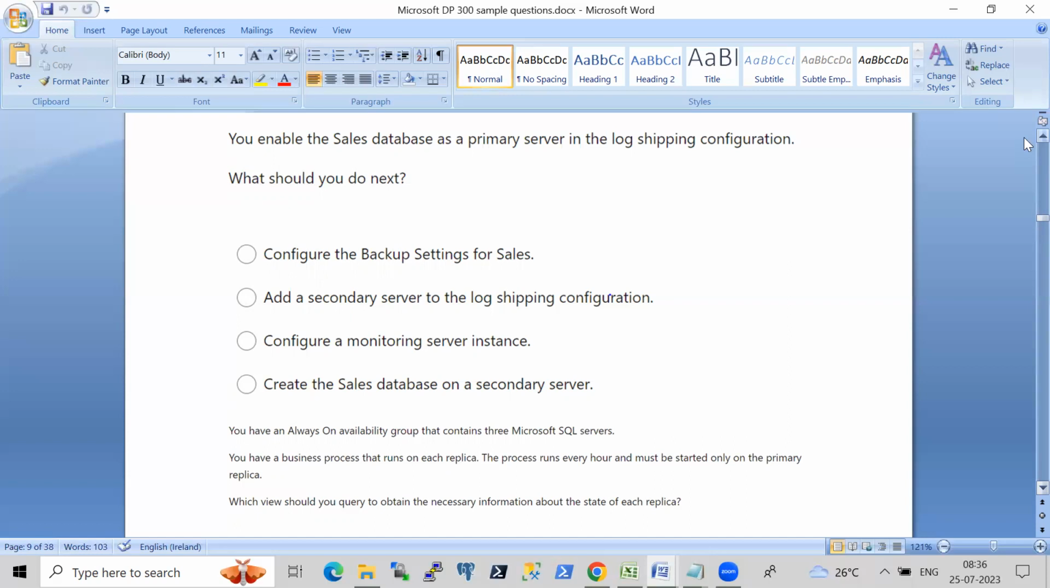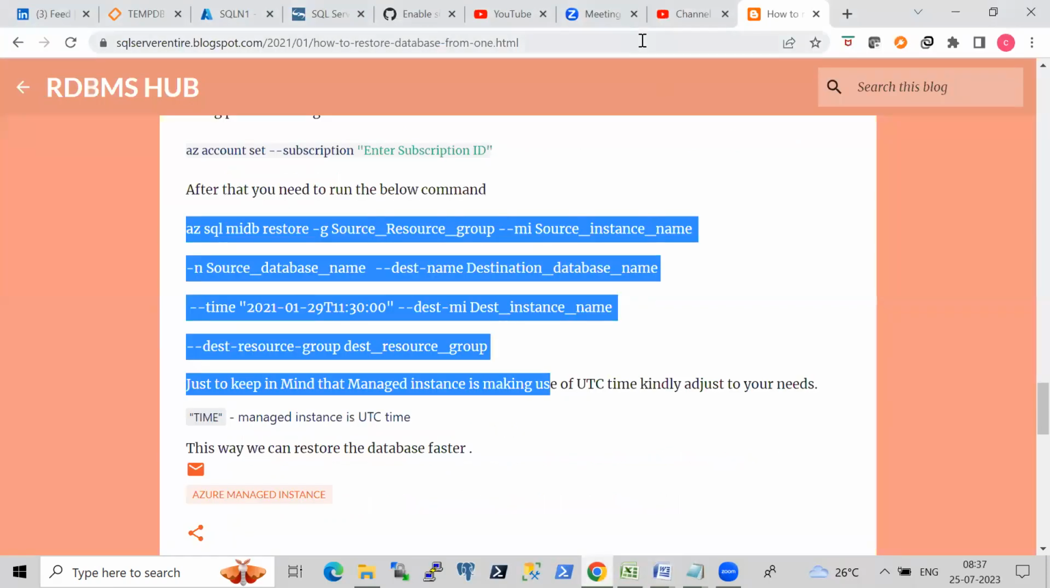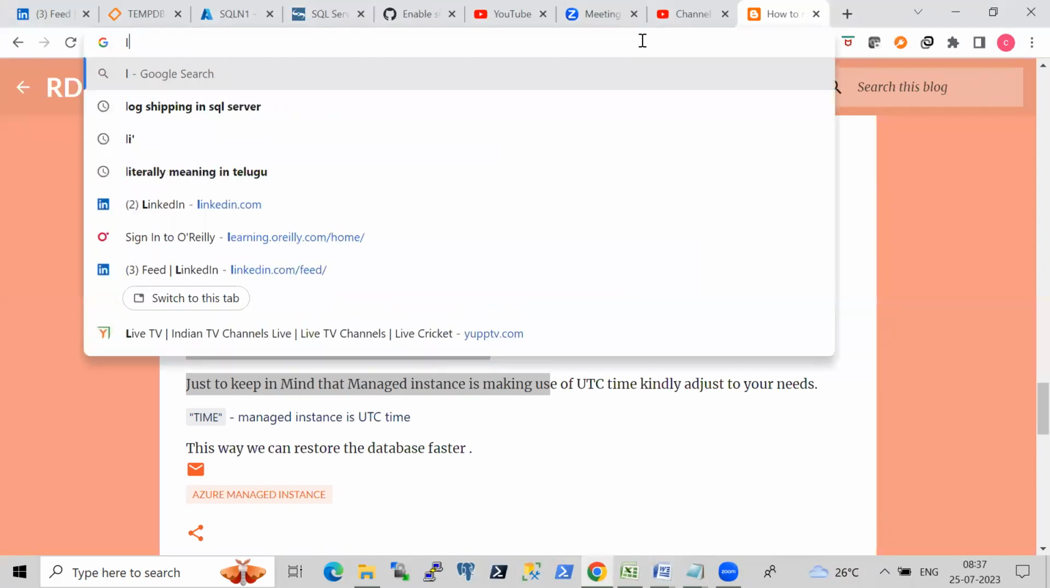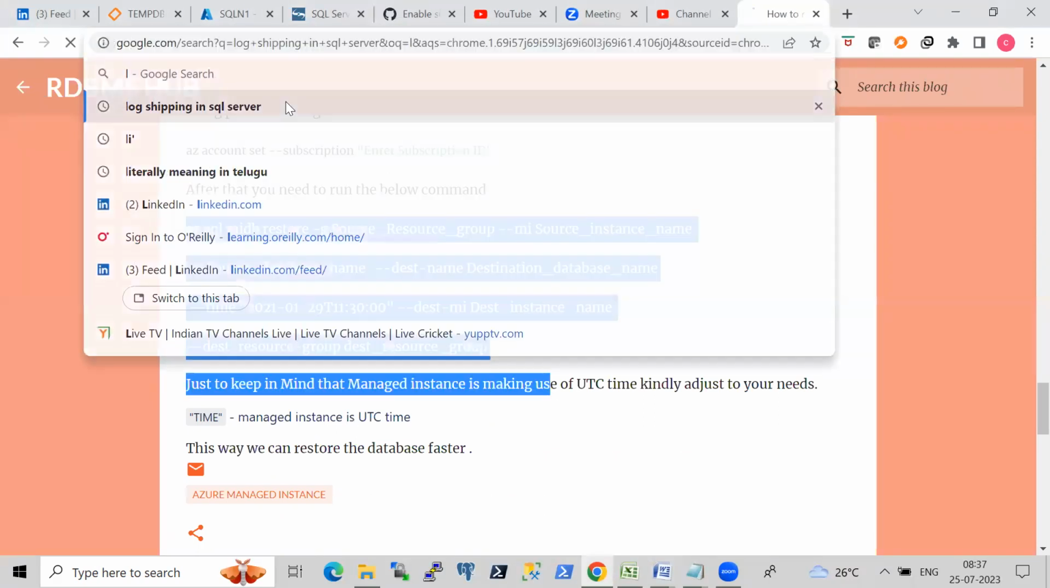You can answer this. This is not something very tricky, right? Add secondary server to the log shipping configuration. But before you add, what is the first thing that you will do? You have to configure the backup job, right? So the option is configure the backup setting for sales. Again, confusion. Don't get confused. It's very simple. We know log shipping, right?